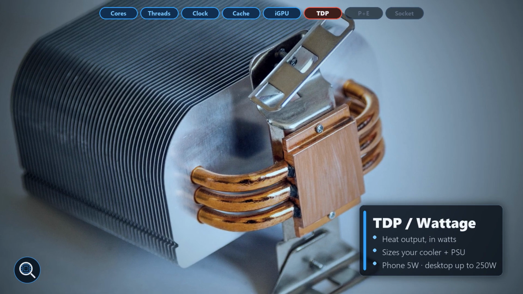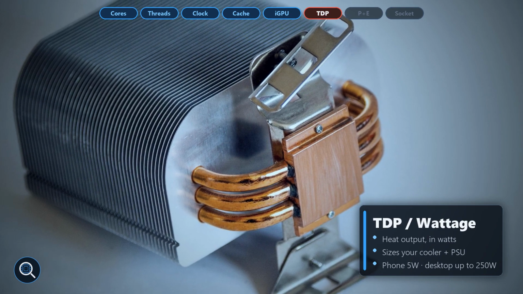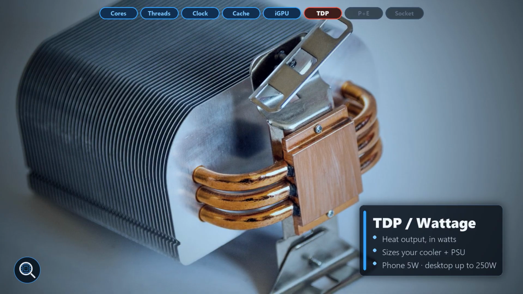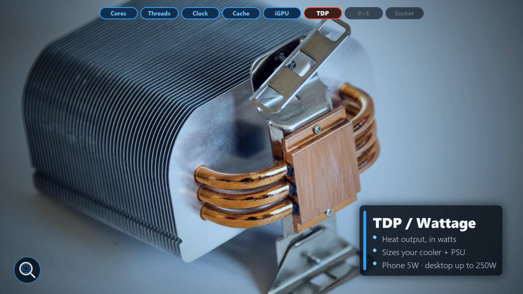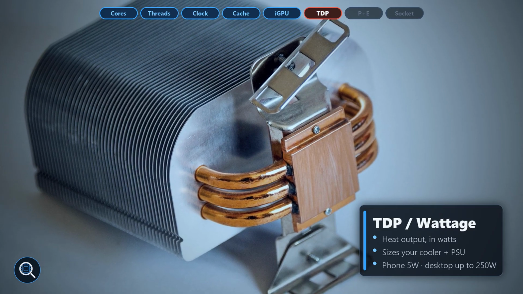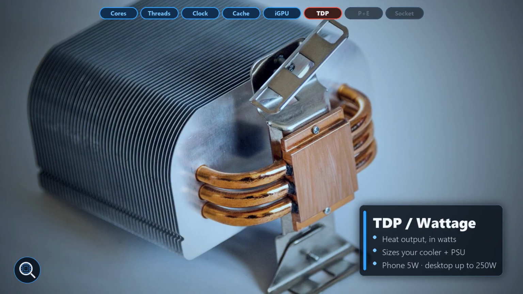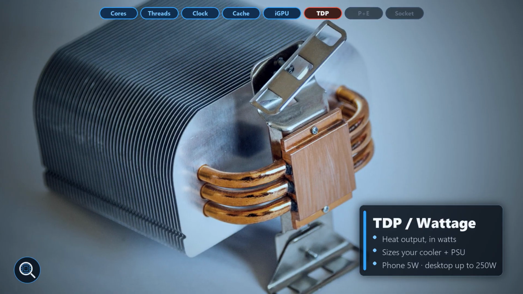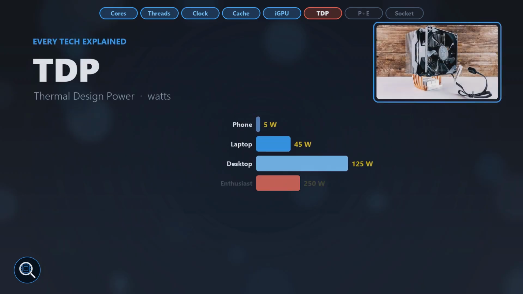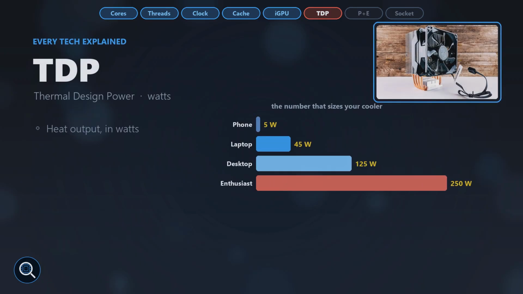TDP stands for thermal design power, roughly how much heat, in watts, a chip throws off when it's working hard. It's the number that tells you how serious a cooler and power supply you'll need. Laptop chips sit around 15 to 45 watts. Desktop processors run from 65 watts up past 125.